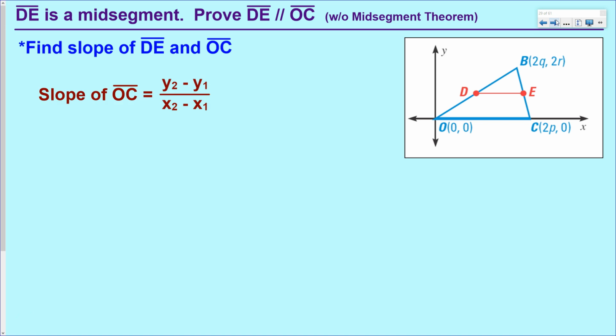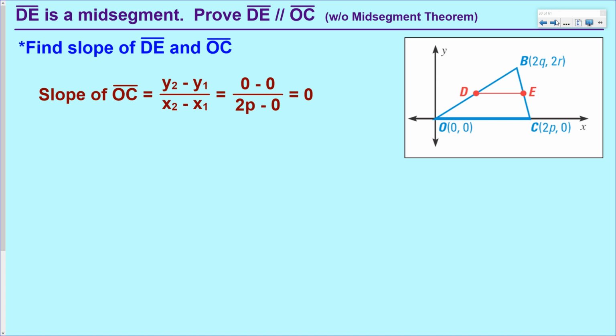So if we talk about OC, and OC is nice and labeled for us, we can go ahead and do that: y2 minus y1 over x2 minus x1. So if we calculate the slope of OC, then we get 0 minus 0 on top and 2p minus 0 on bottom. 0 on top over 2p is still equal to 0. So we have a slope of 0 on that, or a horizontal line, and you can kind of tell that just by looking at it. In order to find the slope of DE, however, we need to find the coordinates of D and E.